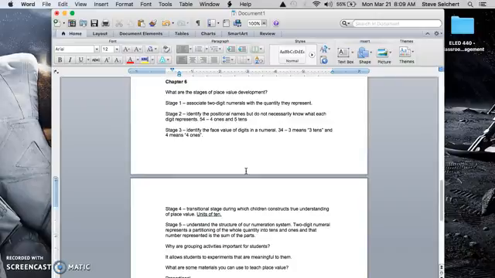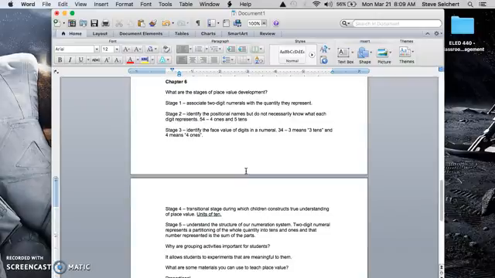So into chapter 6, what are the stages of place value development? Stage 1 is associating two-digit numerals with the quantity they represent. Stage 2 is identifying positional names but not necessarily knowing what each digit represents. So for 54, they know that the 4 is the ones and the 5 is the tens.